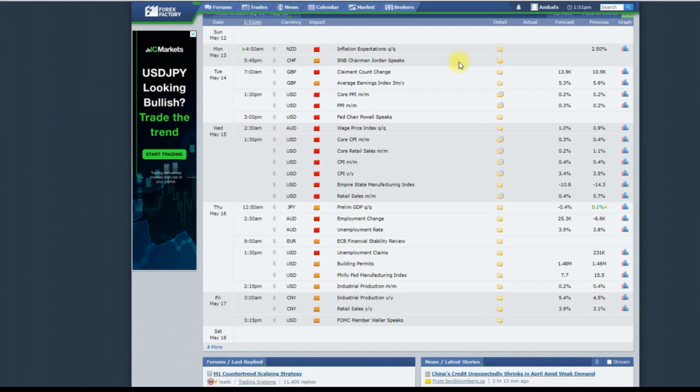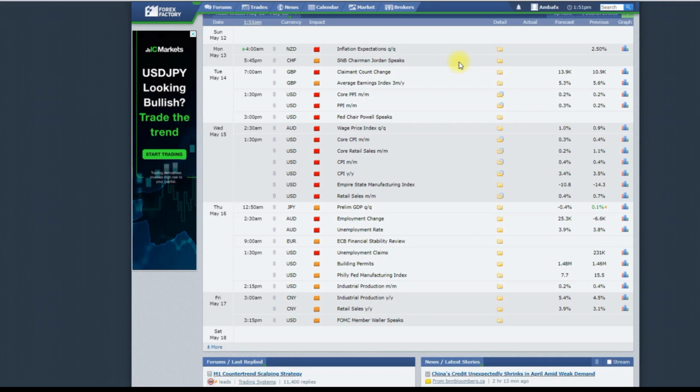Wednesday for the PPI, and then Wednesday for the CPI. You know, it's the other way around from before. You normally drop the CPI before the PPI, but now we are going to have the producer price index before the consumer price index. On Thursday, we have the unemployment change and the unemployment rate from the Australian dollar.